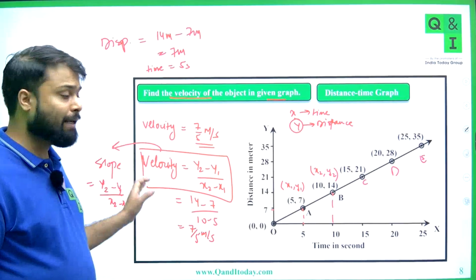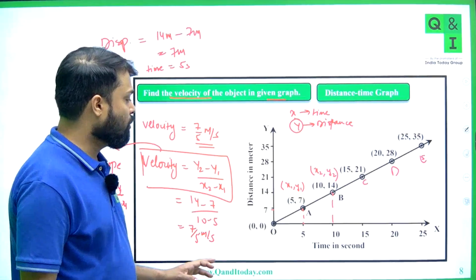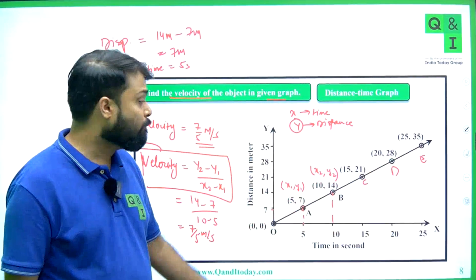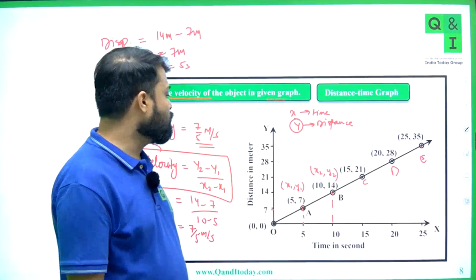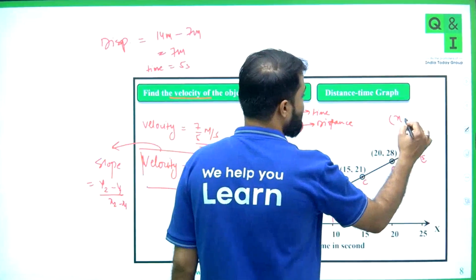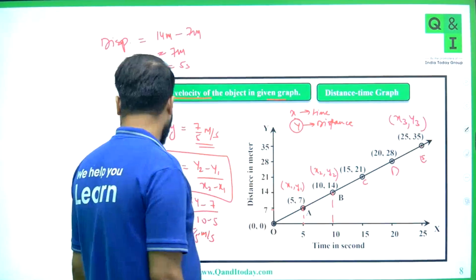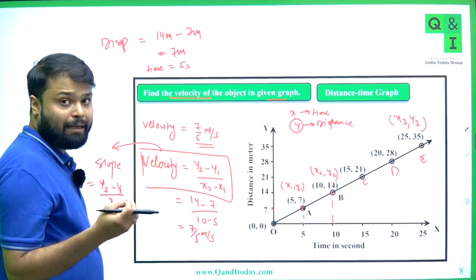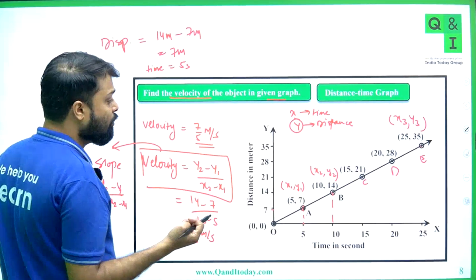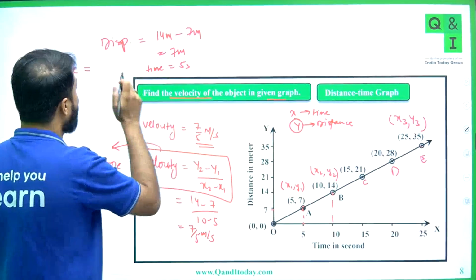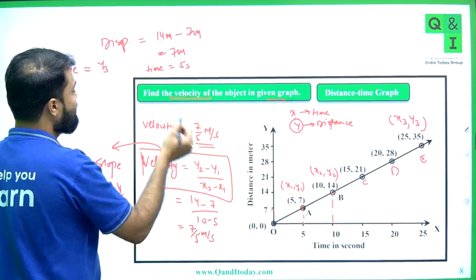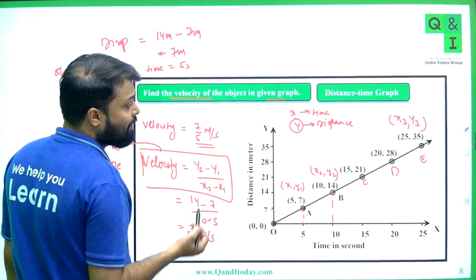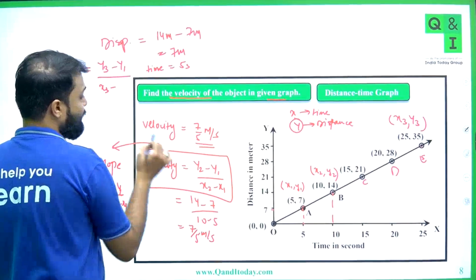So you can use this formula directly. Suppose I'm asking, what is the velocity if the body is going from A to E? Let's say the coordinates of E are x3 comma y3. We know that slope is change in y upon change in x. Finally the body is at point E, so the final coordinate is y3, and the initial is y1. Yes or no? Upon change in x. Now for point E, x3 is the final, and here x1 is the initial.